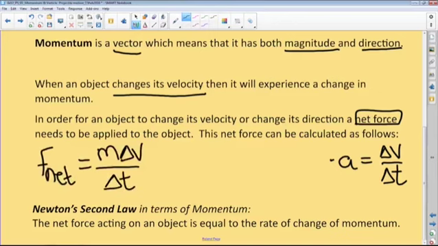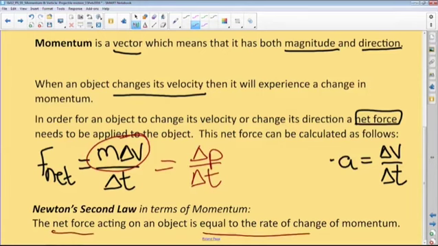So let's do this. F net equals, I'm just going to write it a bit nicer for you, m change in velocity over change in time. Now, m delta v means that the momentum is changing. So over here, this part here, that is change in momentum. So I can write it like this. Okay, now I've written it like that. That gives me my next definition, which is Newton's second law in terms of momentum. Net force is equal to the rate of change of momentum. Rate of change means divide by time. Okay, rate of change, divide by time.